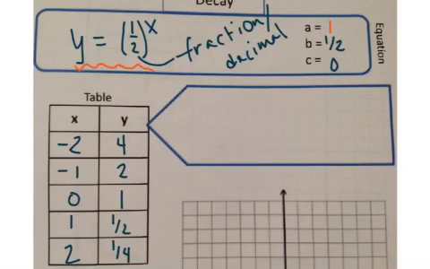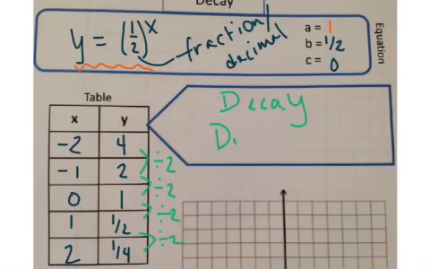So again, from here to here, I'm going to divide by 2. From here to here, divide by 2. From here to here, divide by 2. From here to here, still going to divide by 2. So anytime you have decay, you divide the y's.